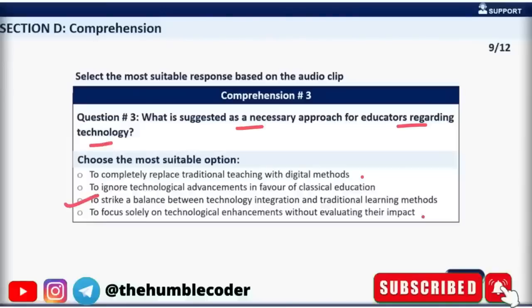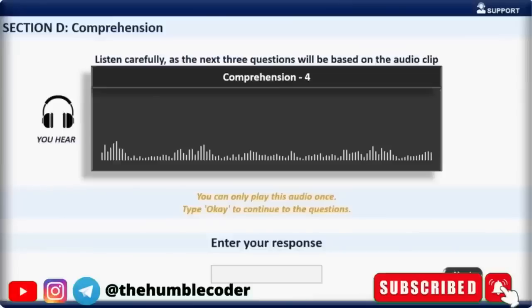So guys, we have covered enough questions, and now the 3 questions for the previous section are done. Now let's hear one more audio, and then we are going to attempt 3 more new questions.